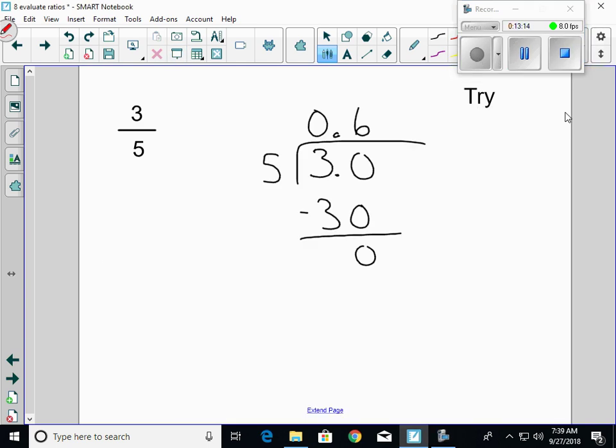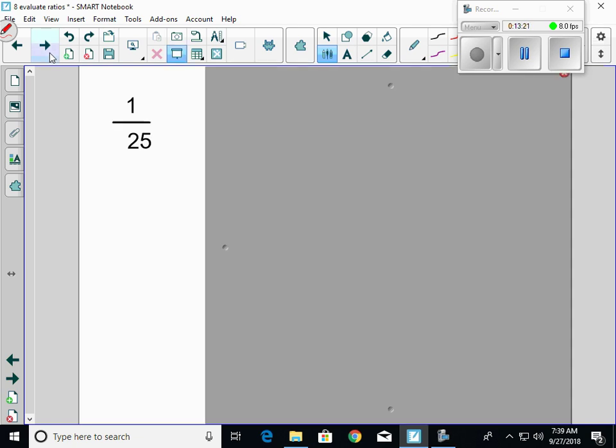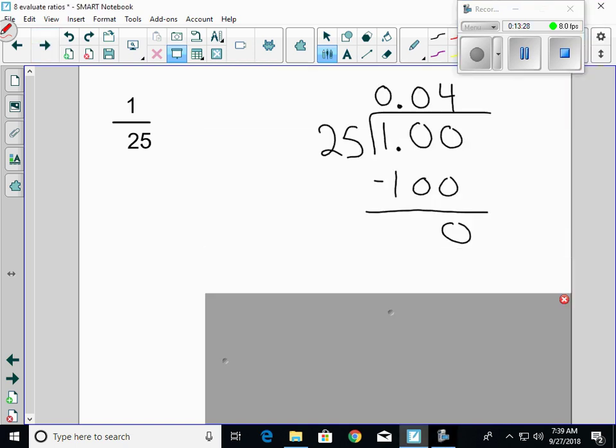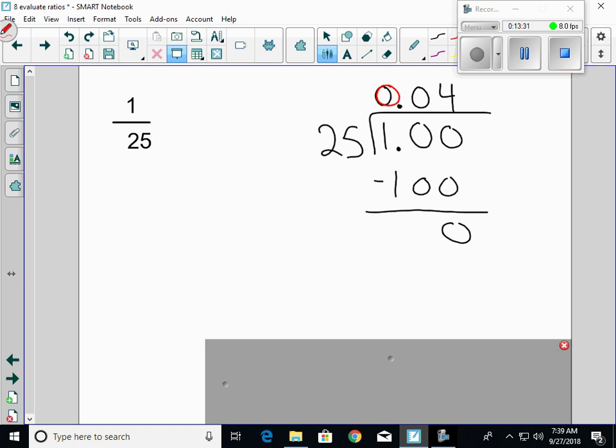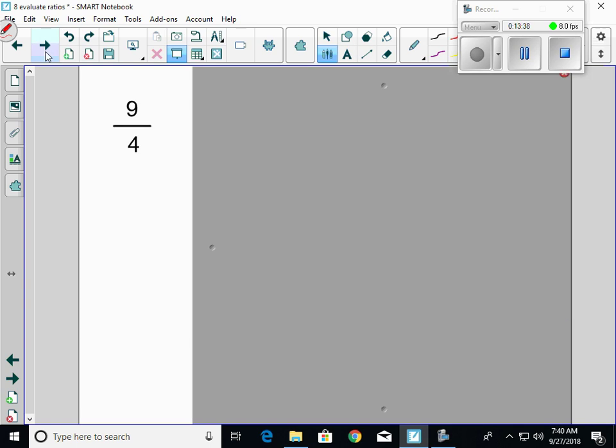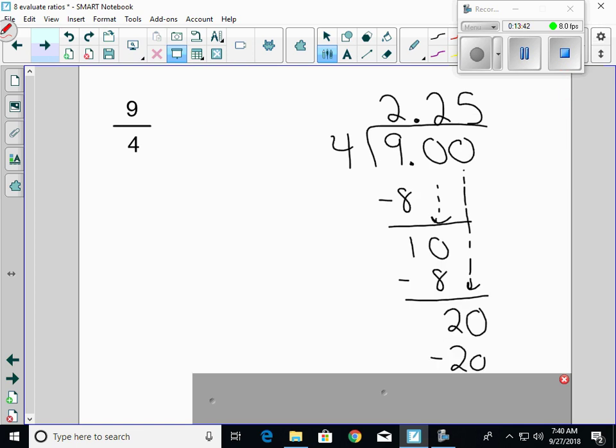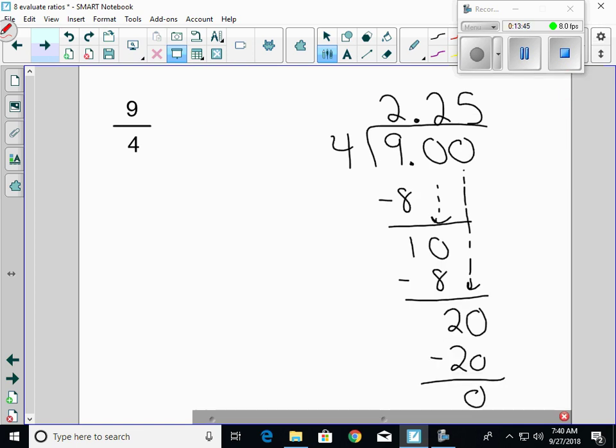Okay, for this first one, hopefully you're able to get 0.6. 1 divided by 25. Okay, your answer there should be 0.04. Nine divided by 4. 2.25.